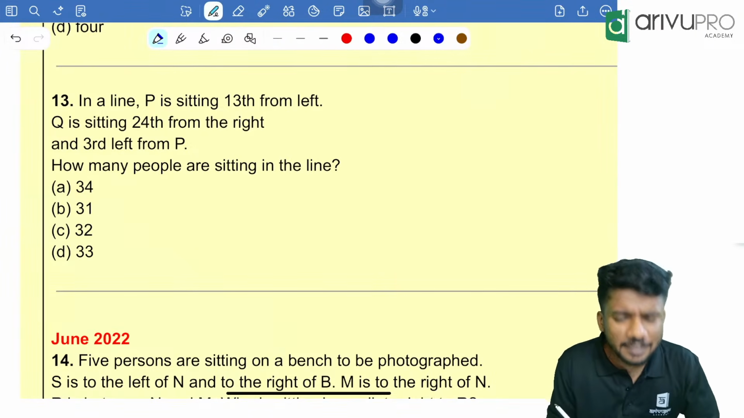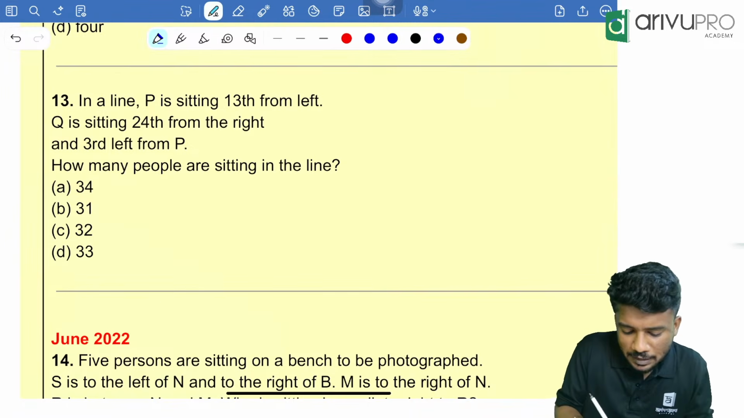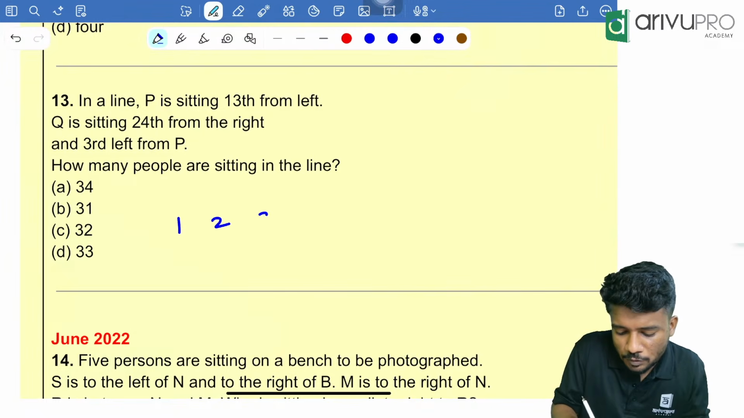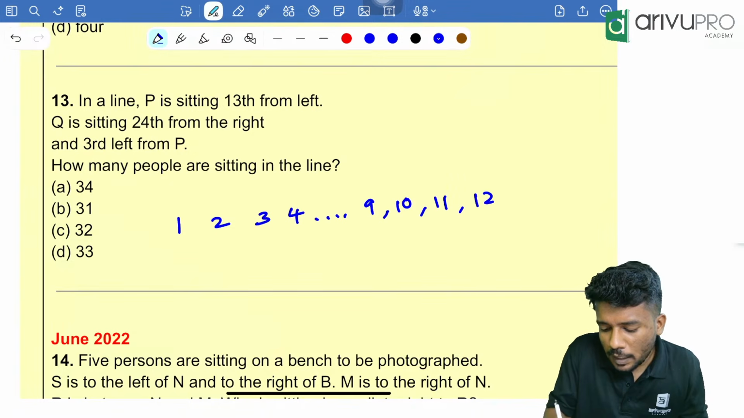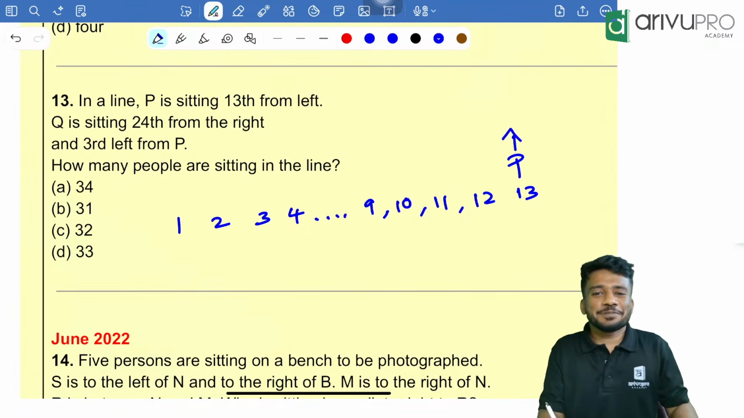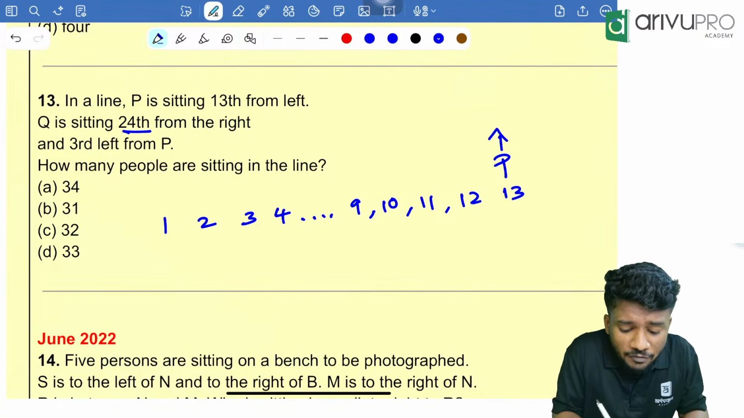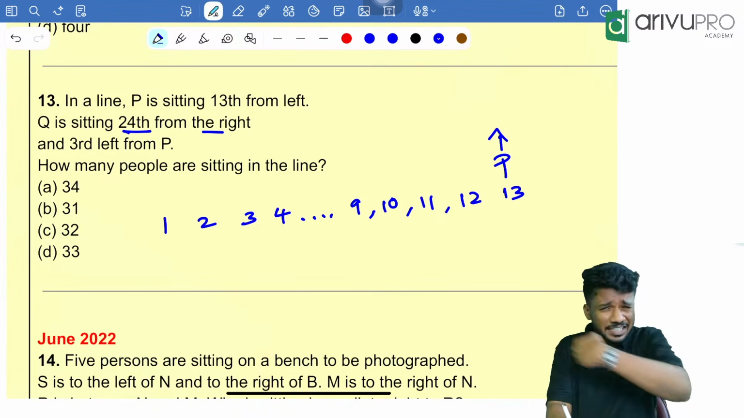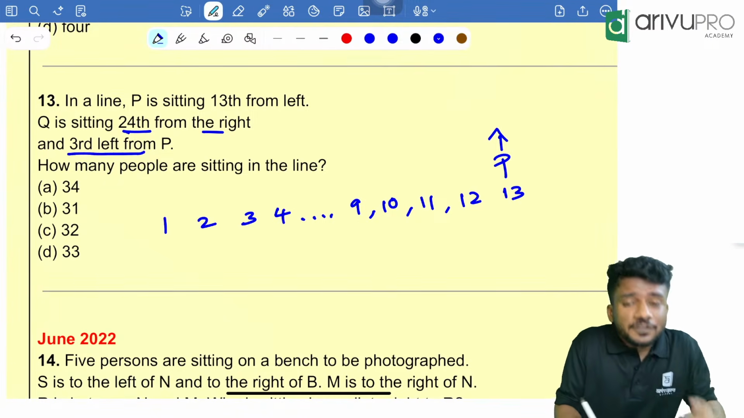In a line, P is sitting 13th from the left. Now I am assuming this is the left side. So 1, 2, 3, 4, etc. 9, 10, 11, 12, 13th. P is sitting at the 13th position. Okay, then it's a very good question. Q is sitting 24th from the right side and third left from P.